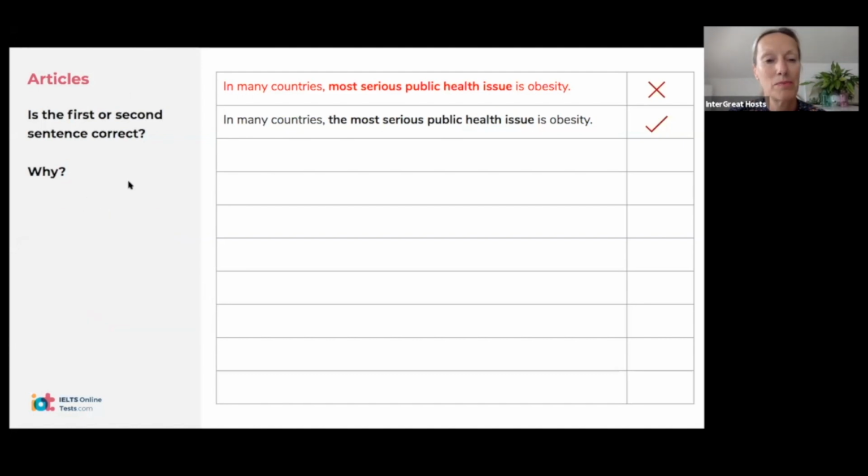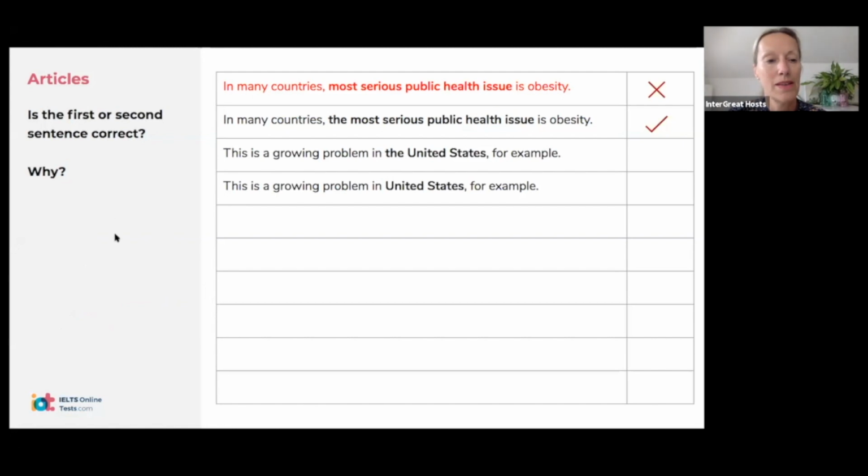Right, the next one. This is a growing problem in the United States, for example. Good, everyone's got that right. Okay, why is that correct? When do we say the before a country? Yeah, the US, the UK, someone said. Yeah, so I think you're sort of getting it.